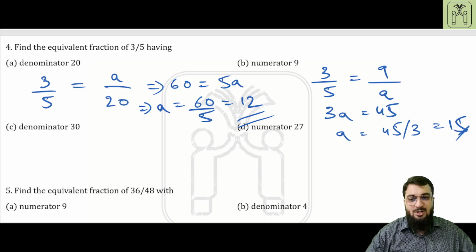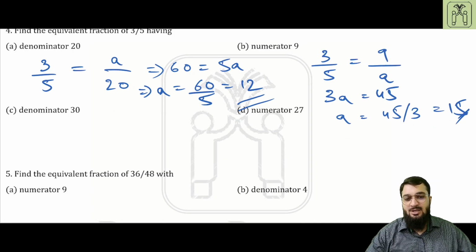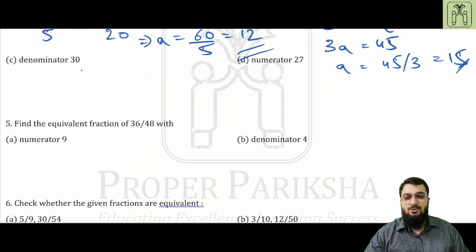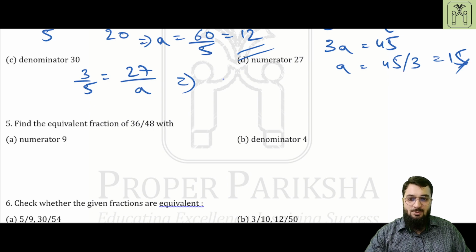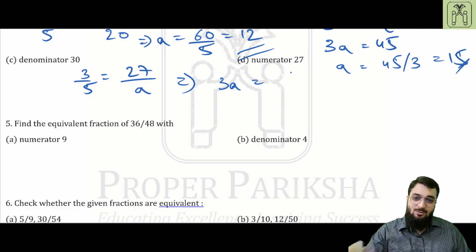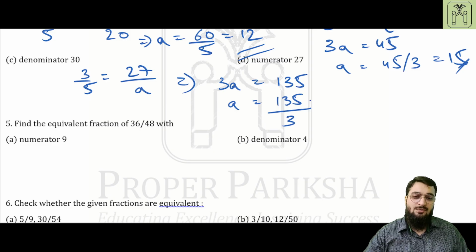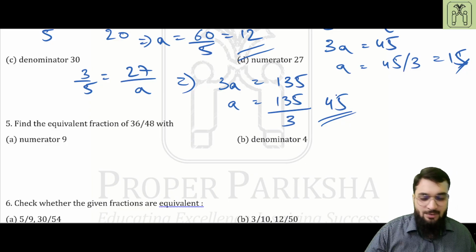You can do similarly for the remaining, that is denominator 30 and numerator 27. I'll do for numerator 27 just for your understanding. You will take 3/5, you will take 27 as the numerator, denominator as a, then you will do cross multiplication. It will be 3a is equal to 27 into 5, that will result into 135, and that will make a is equal to 135 upon 3. Then it will give us the answer. 3 4s are 12, 1 5 15, so 4 and 5, this will be the answer. So a will be 45.